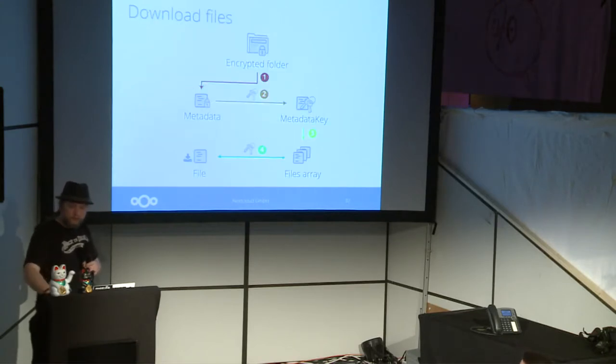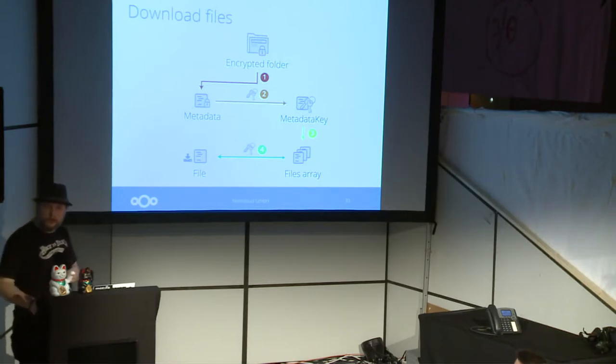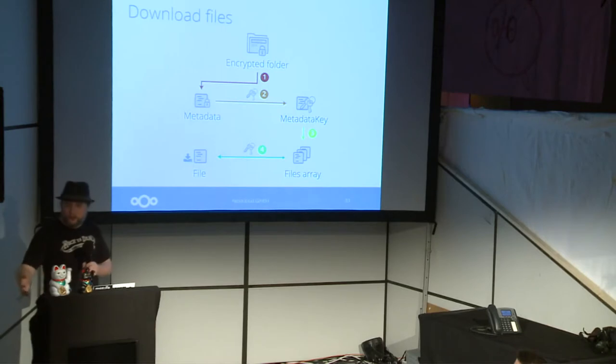All right, so your laptop now wants to download the files that were uploaded by your phone. It starts by downloading the metadata of the encrypted folder. It uses the private key to decrypt the metadata key and uses then the metadata key to decrypt the files array. So it has access to the file names, UUIDs, and file keys. Downloads all the files and then uses the metadata to decrypt the files locally. Rename the files with the file names, and now you have all the files also on your laptop.